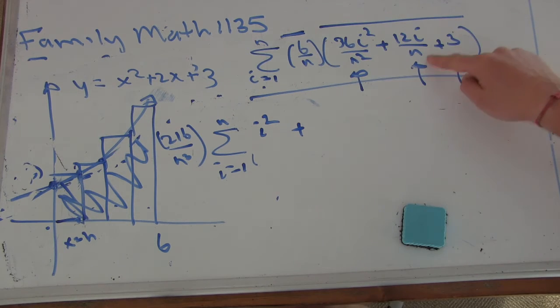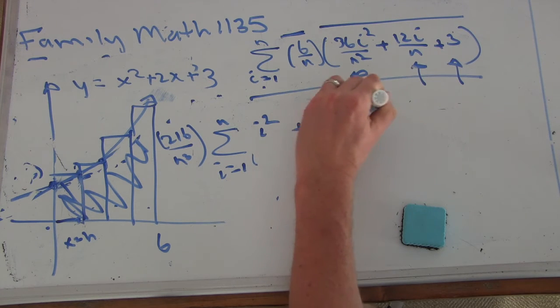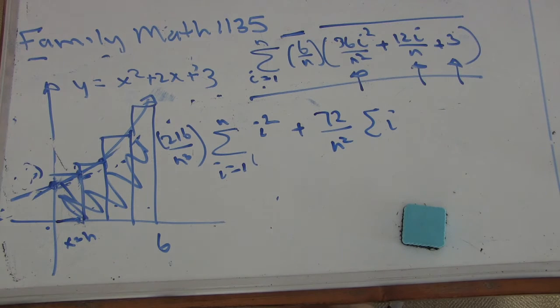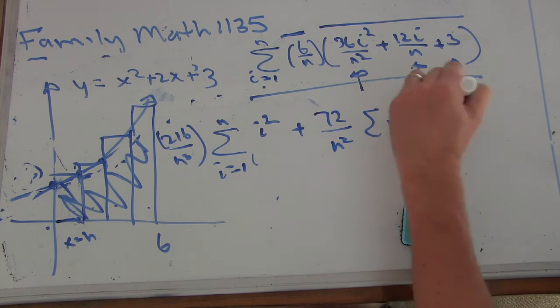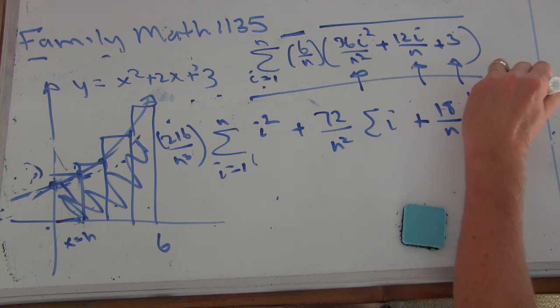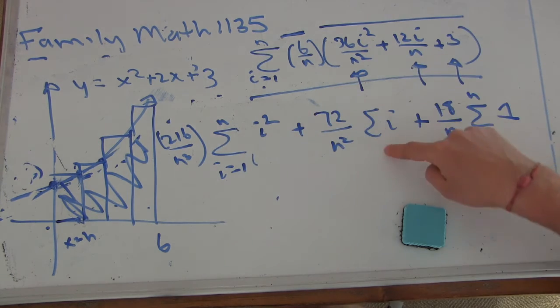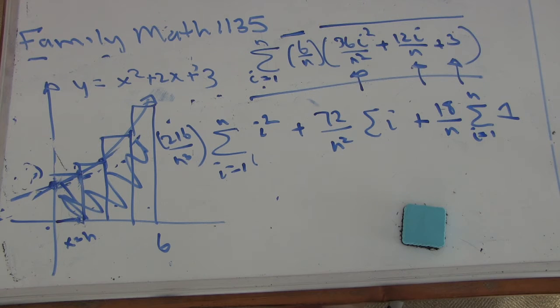Now for this one, 6 times 12 is 72, so I get 72 over n squared times the sum of i. And here I get 18 over n times the sum from i equals 1 to n of 1. So to simplify what seemed like an intractably difficult sum, I just broke it into 3 pieces, and it turned out we knew how to do each one of the 3 pieces separately. Do you see that?